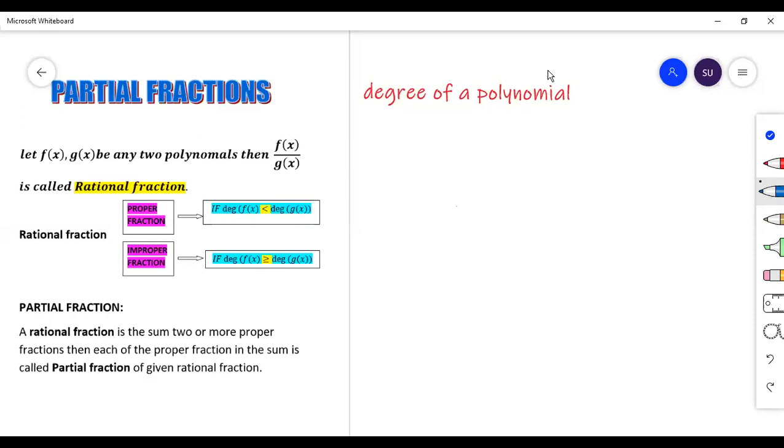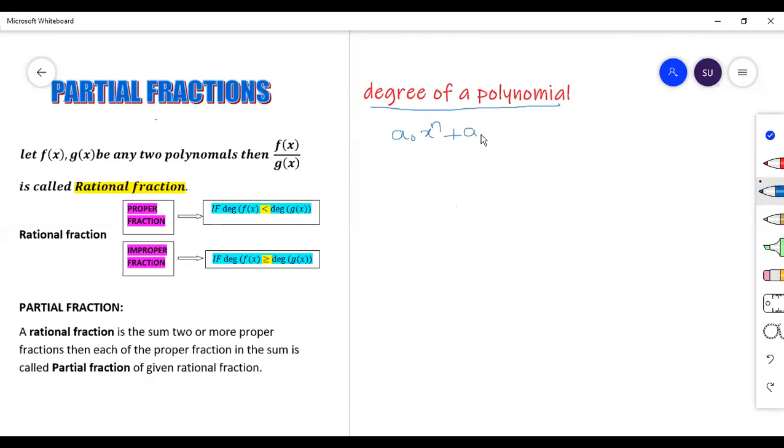Friends, before entering into the partial fraction concept, I would like to remind you of a thing, that is the degree of a polynomial. I think everybody knows about it. What is the degree of a polynomial? Then another question will arise: what is a polynomial? A polynomial is basically in the form of a naught x power n.